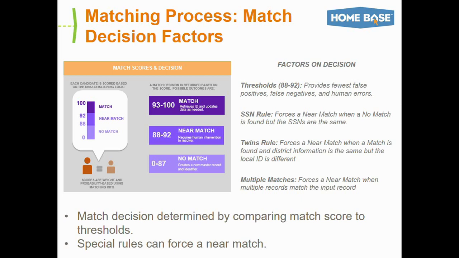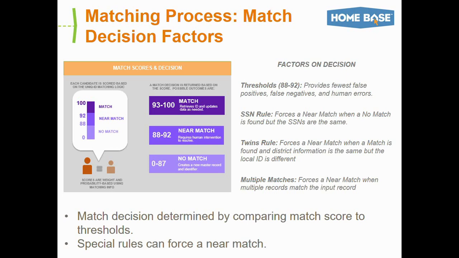If the input record goes through the system and the system finds students that have a match score between 88 and 92, those are then considered near matches. So whenever you're given a list of near matches when you're enrolling a student, just know that that's because those near matches have a match score between 88 and 92.